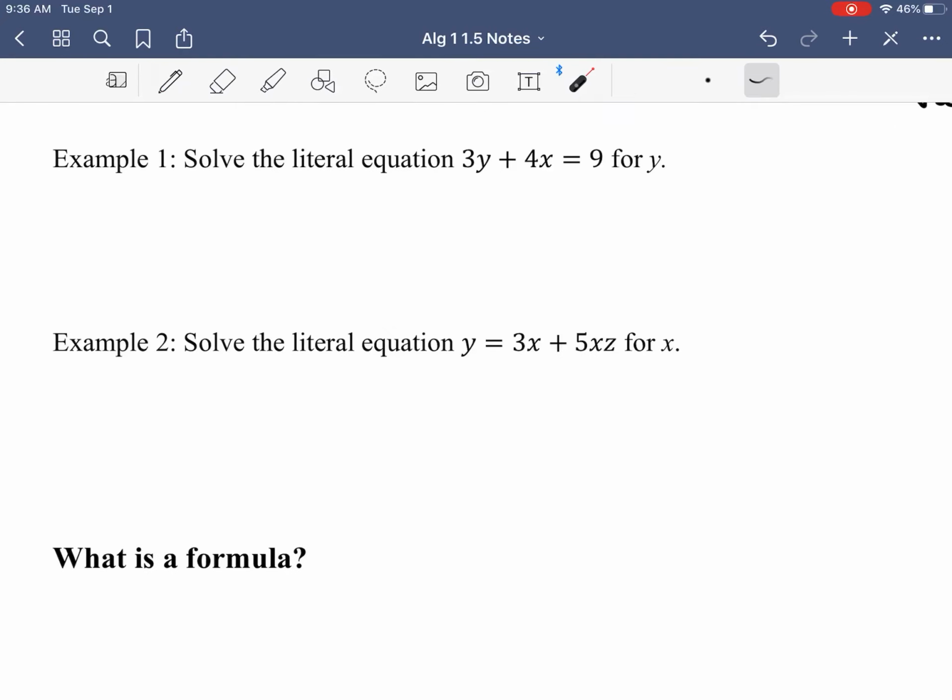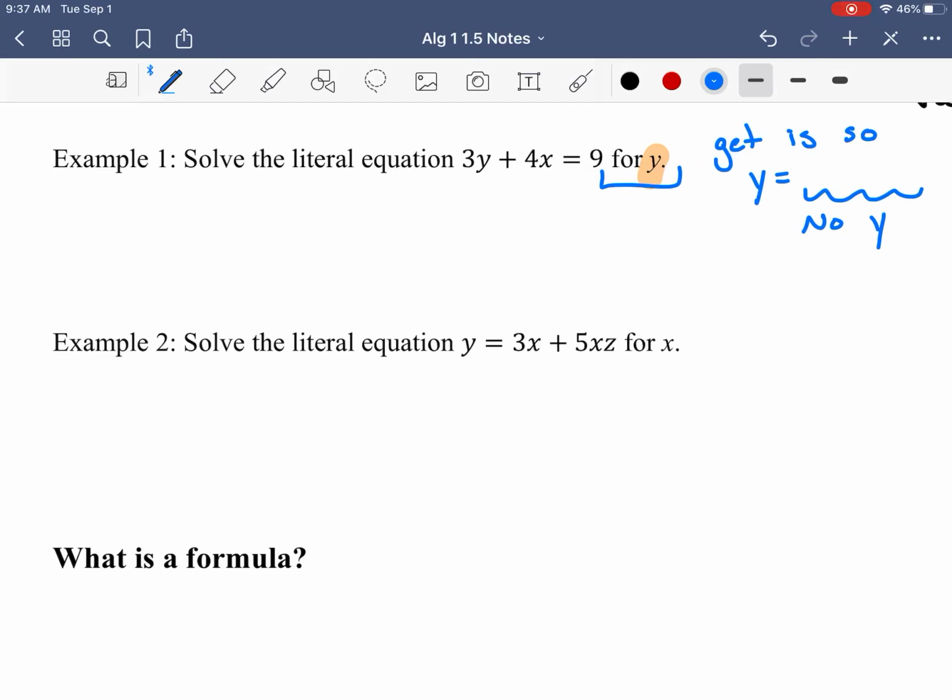So here's our literal equation. We've got 3y plus 4x equals 9. So it's got two variables. It's got the y and it's got the x. So we can solve this for either the y or the x. In this case, it says to solve it for y. What it means here by solving for y is I want to do some work so y equals a bunch of stuff over here with no y on that side. So we want just one y on one side and everything else to be on the other side.